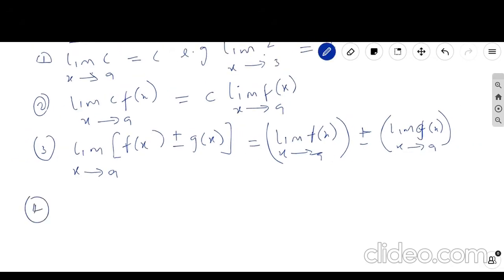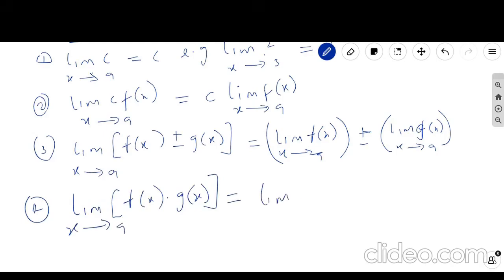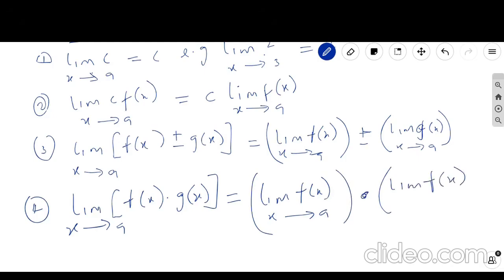Number 4, we have the limit under multiplication: the limit of f of x times g of x, where x tends to a. This can also be written as the limit of f of x as x tends to a, times the limit of g of x separately as x also tends to a.